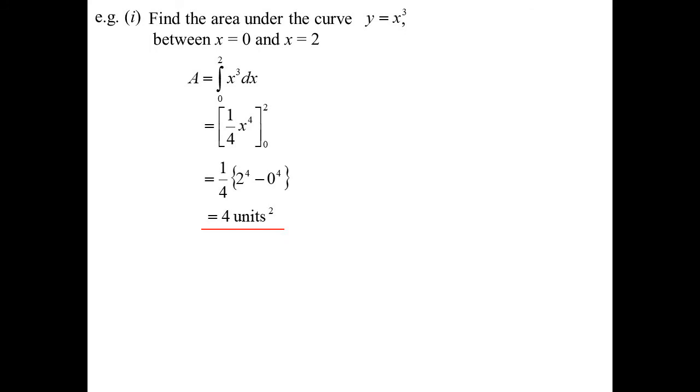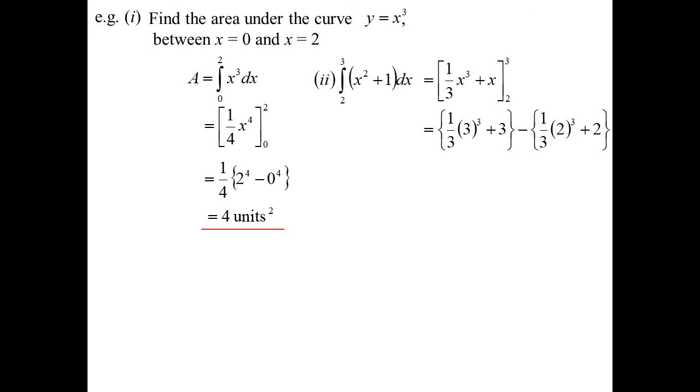So we could do that to any curve, of course. Take x squared plus 1: add 1 to the power over the power. Notice in my answer for this one, 22 and 2 thirds, I didn't put units squared down, because in this case it's not actually an area. I'm just saying, find this integral, so it's just a number. If it's an area, all right, I'll put units squared on it.